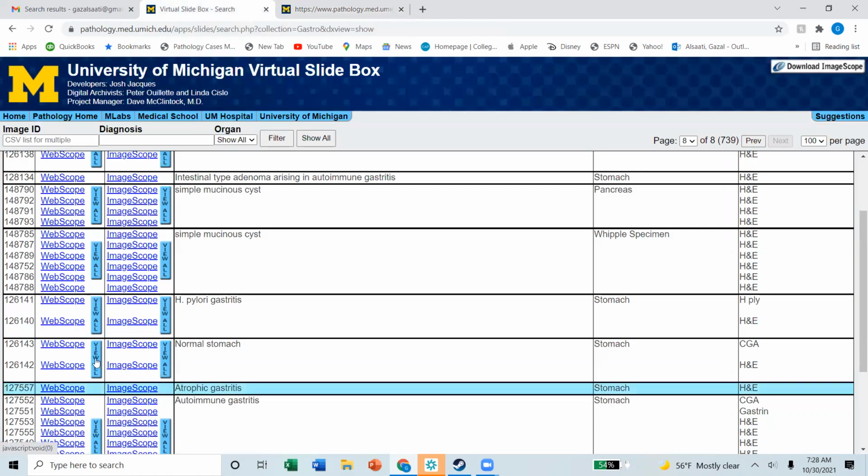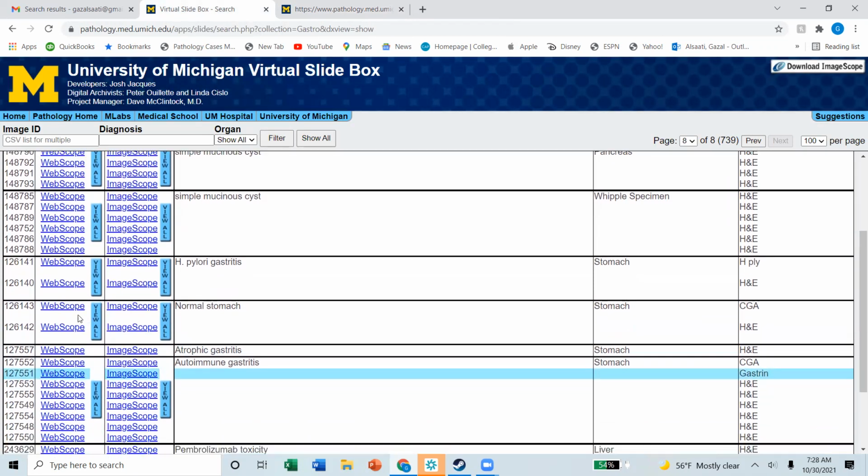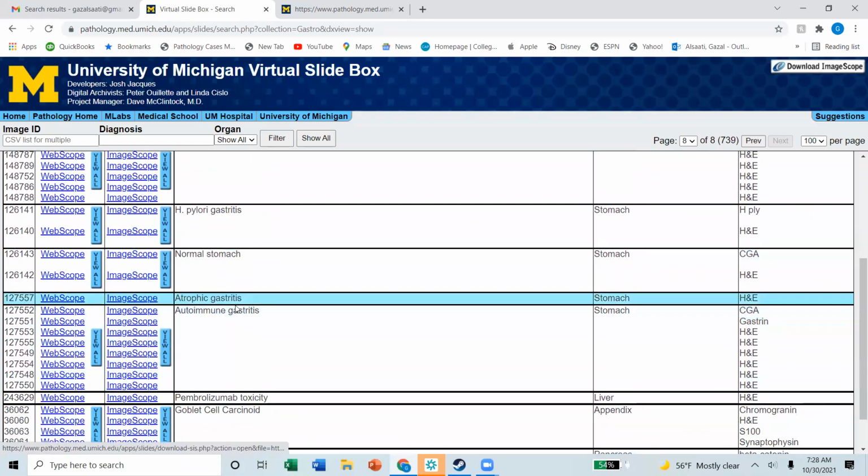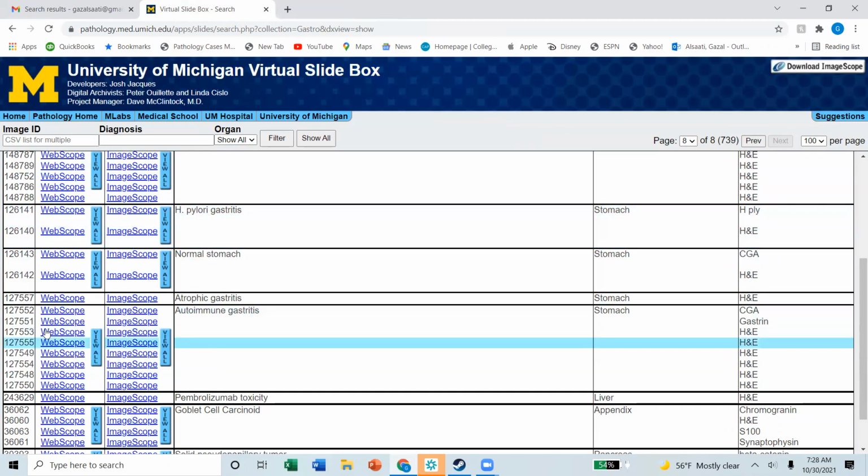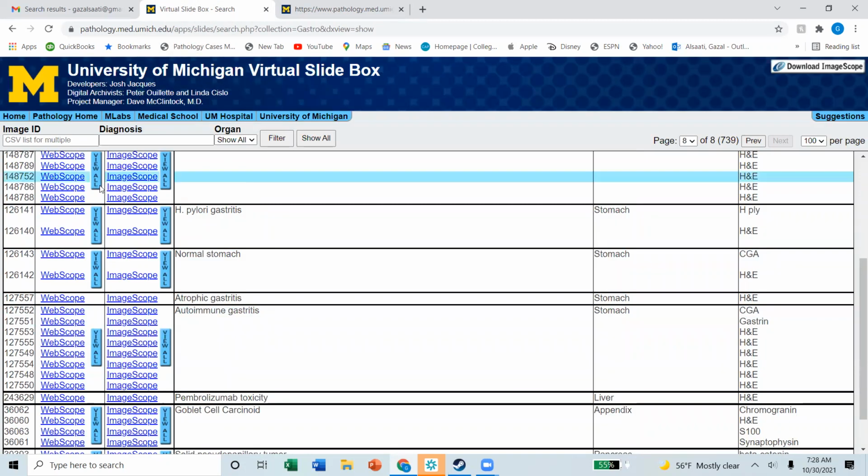I will have both these cases together, the normal and the atrophic and the nice autoimmune. So these three cases are almost connected. And I see a beautiful autoimmune gastritis with a lot of images, and I would prefer to explain it with they have a gastrin stain too. That's exactly it. So I'm going to go directly to here and see. I will open everything and see what they have. This is a gastrin.